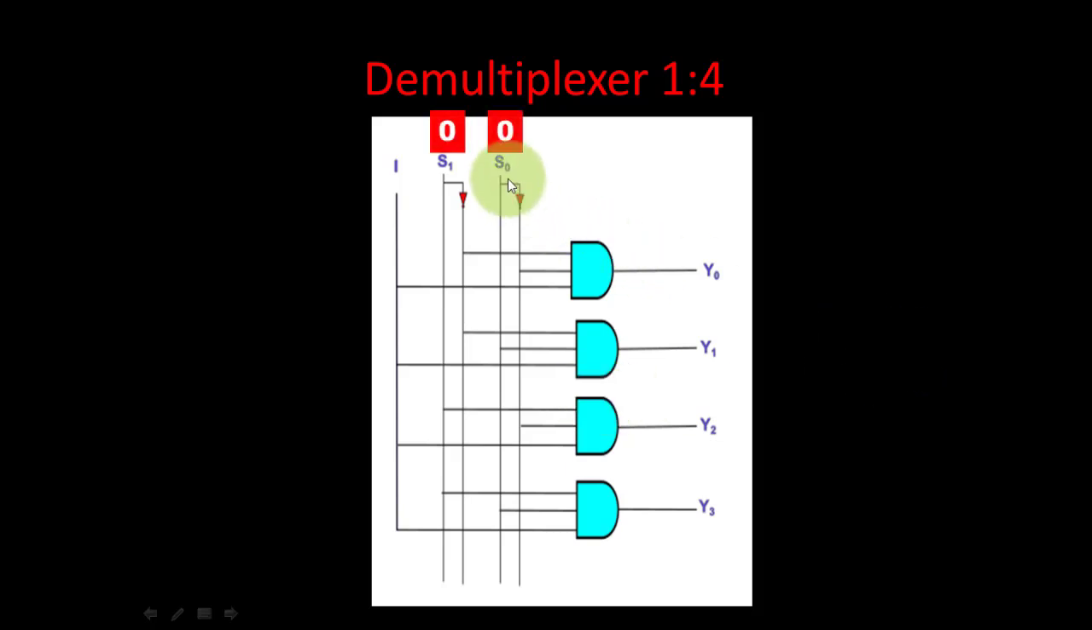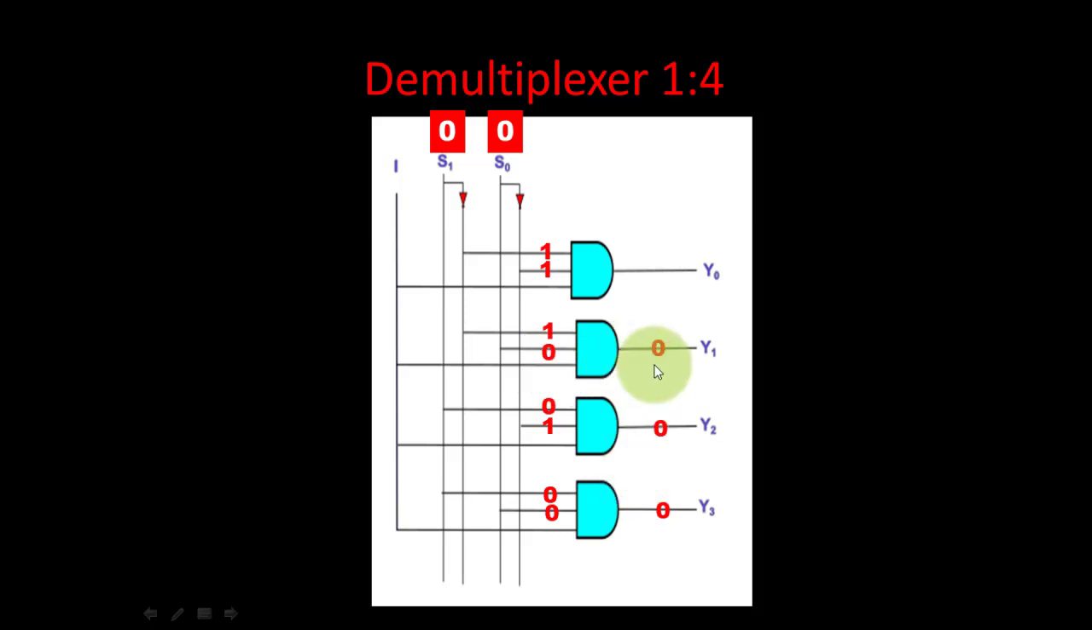Let us see what happens if we make the select lines 0 0. For the first AND gate, out of the 3 inputs, two are 1 1 because of the select lines. For the others the select line inputs are 1 0, 0 1 and 0 0. These are the inputs to the AND gates because of the select lines. In the 3 lower AND gates there is at least one 0, so outputs Y1, Y2, Y3 become 0. But Y0 depends on I.